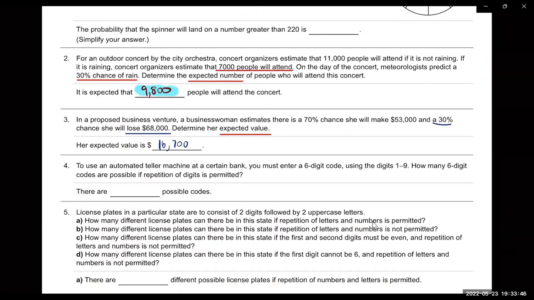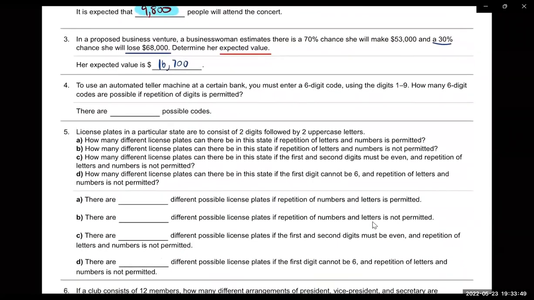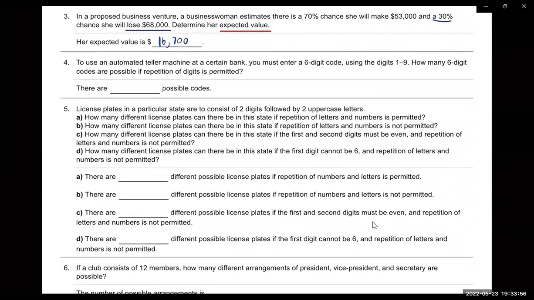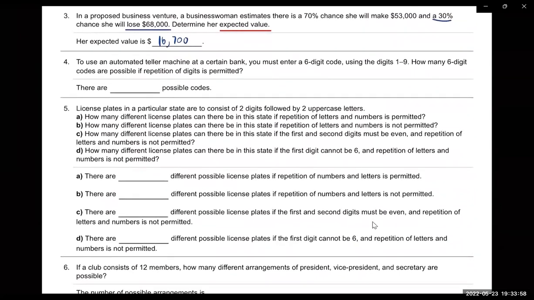All right. Next problem says, to use an automated teller machine at a certain bank, you must enter a 6-digit code. Using the digits 1 through 9, how many 6-digit codes are possible if repetition of digits is permitted? So you're allowed to repeat the digits. There are 10 digits, right? Oh, no, sorry, 9 digits, right? 1, 2, 3, 4, 5, 6, 7, 8, 9. There's 9 digits.